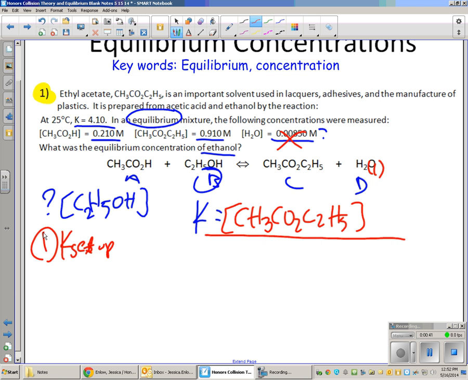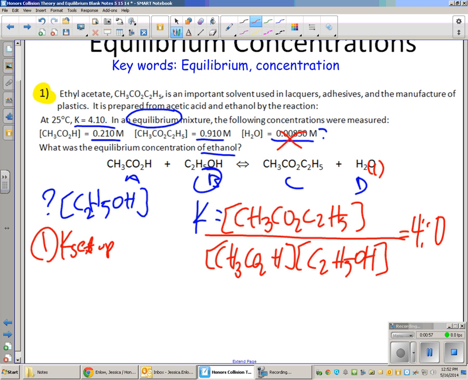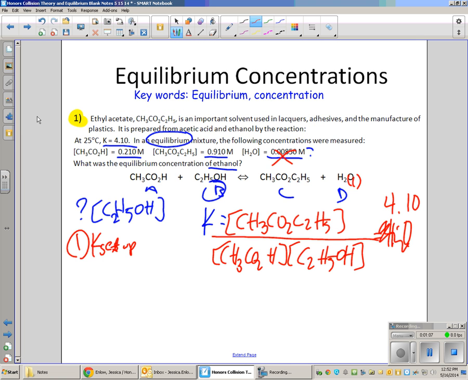Divided by the reactants, CH3CO2H, and then ethanol, C2H5OH. Okay, so what do we know this equals? K, which is what? 4.10. Okay, and then I need to go ahead and substitute in the values given to me.